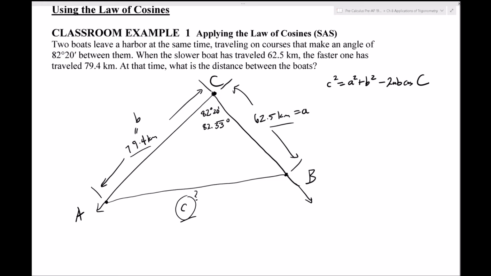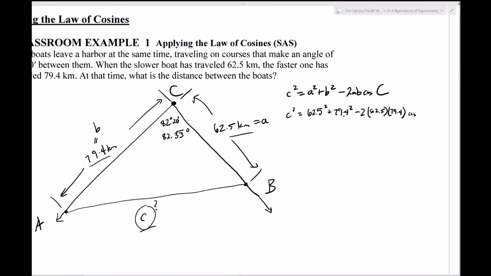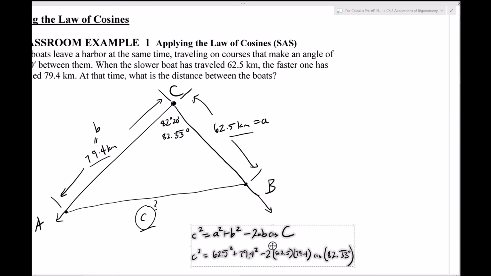Okay, so then we'll set this up. c squared, little c is unknown. That stays variable. So c squared, I don't know. a squared, so little a, 62.5 squared. Little b, 79.4 squared. Minus 2 times little a, 62.5. Little b, 79.4. And then cosine of big C, 82.3333, keeps on going, degrees. I'm going to want to move this further down. So I'll move it down here. I have the space, I think. Yeah, I do.